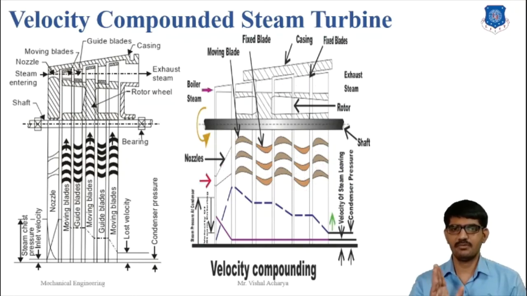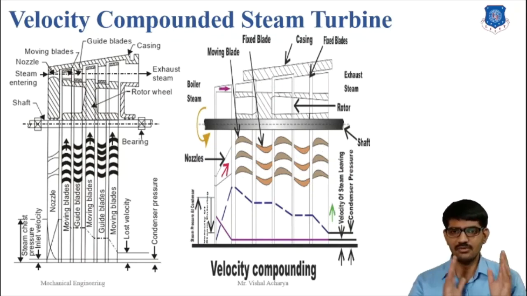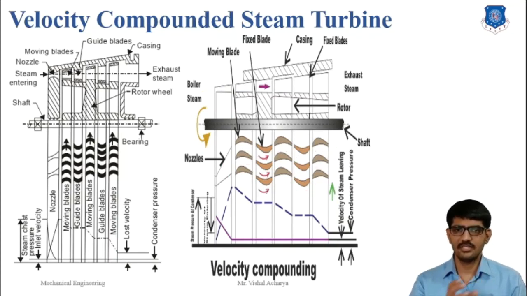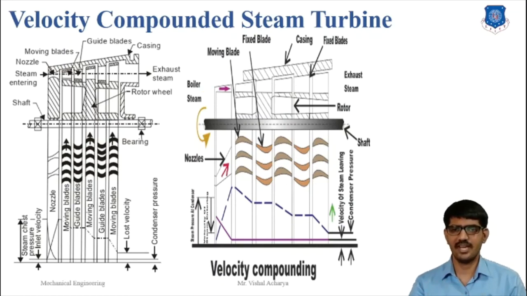It then enters the first row of guide blades, which direct the steam to the second row of moving blades. Actually, there is a slight drop in velocity in the fixed or guide blade due to friction. On passing through the second row of moving blades, some drop in velocity again occurs. Steam gives up another portion of its kinetic energy to the rotor. It is then redirected again by the second row of guide blades to the third row of moving blades, where again some drop in velocity occurs, and finally the steam leaves the wheel with a certain velocity in a more or less axial direction.